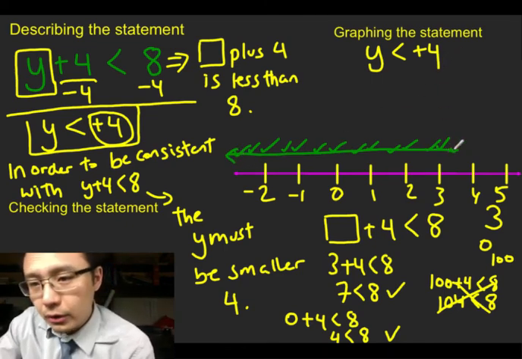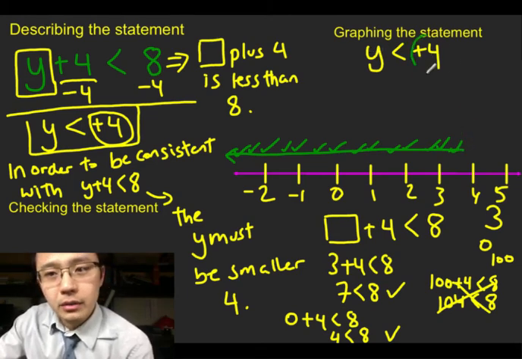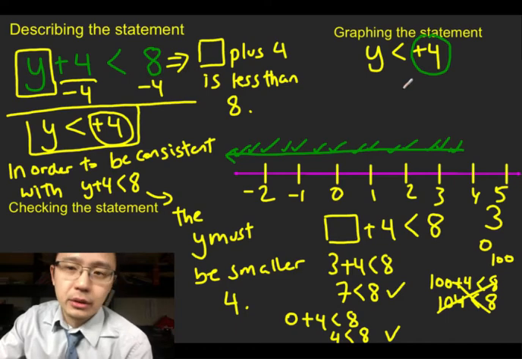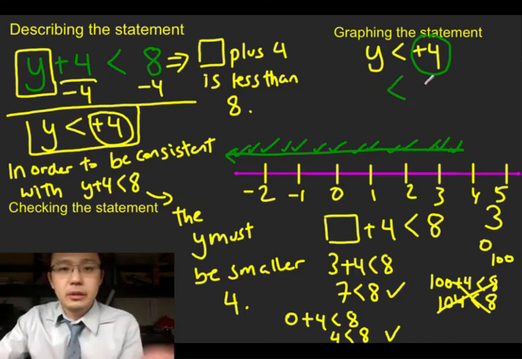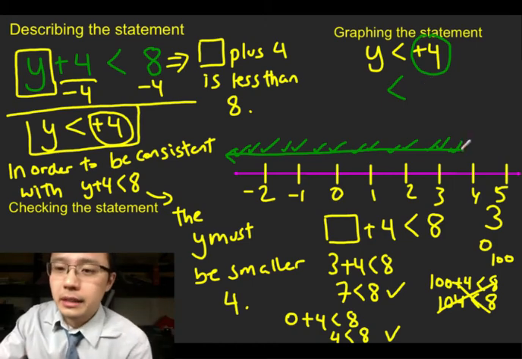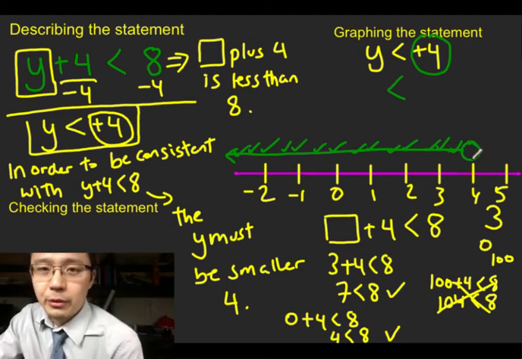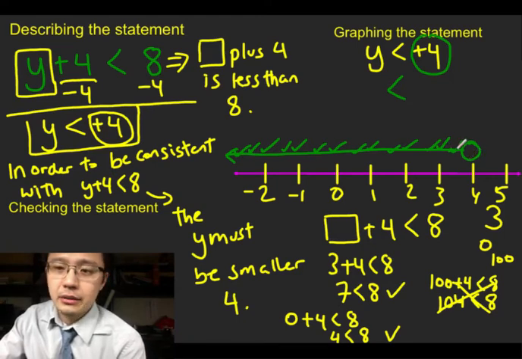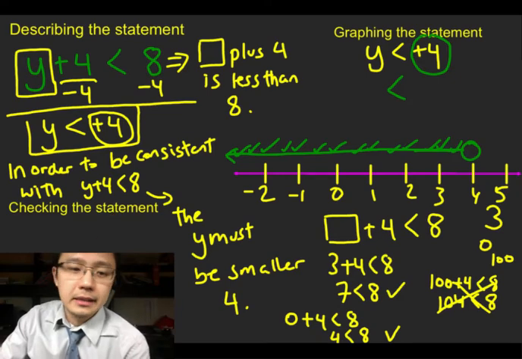But then how close can we get to 4? Is the y including 4 or is it excluding 4? Well, because this is just less than 4, it's saying it's smaller than 4 but not including. We're going to use an empty circle, meaning you're not going to include 4. You're just going to include everything close to 4 but not quite. So that's how you graph this inequality. This is just a very basic example.